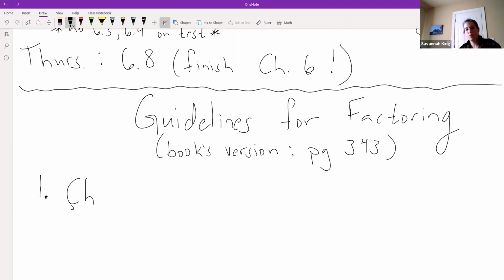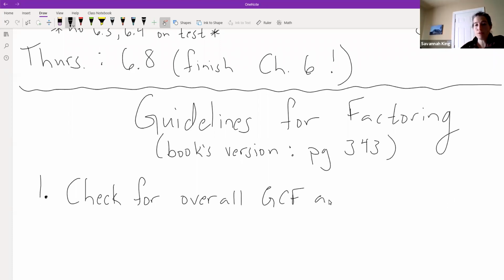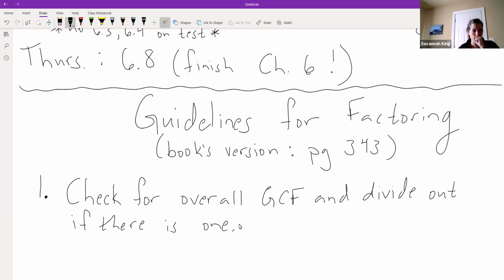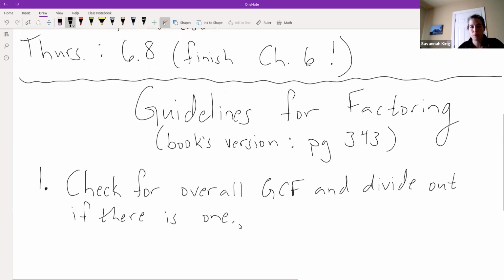We want to check for what I've been calling an overall greatest common factor. And if we find it, we're going to divide it out. That's the very first thing you do before you get dragged down into more detail about the problem itself.